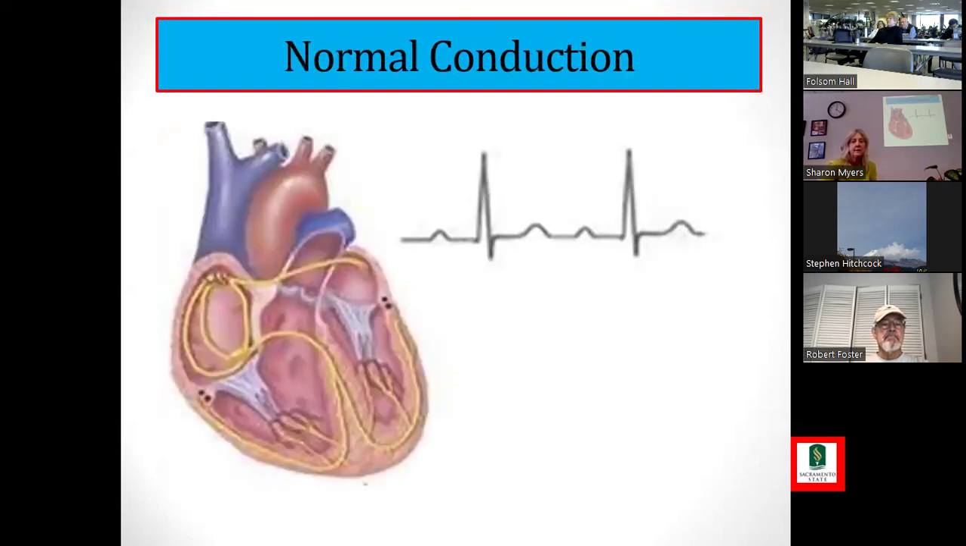So that's what normal conduction looks like. And that's what the EKG looks like if you're having normal conduction. The first little blip there, called the P wave, that's your atria contracting. The bigger wave is the ventricles contracting, because they're bigger.